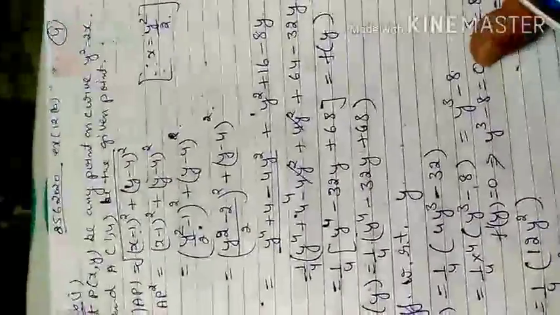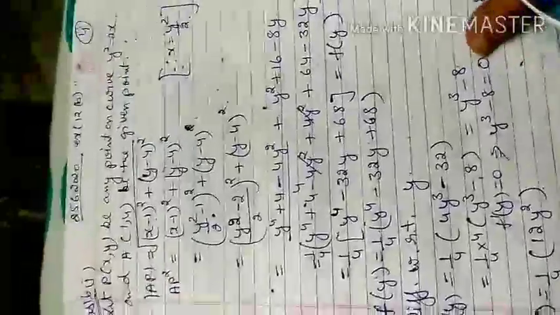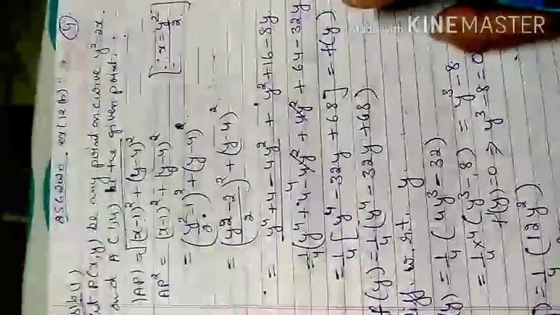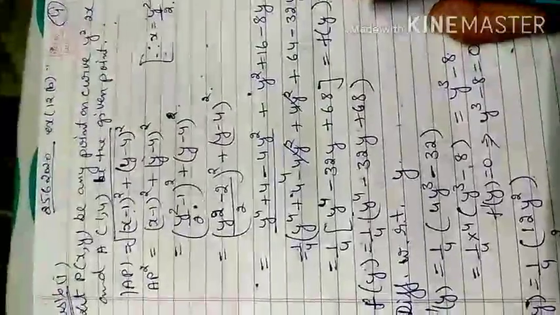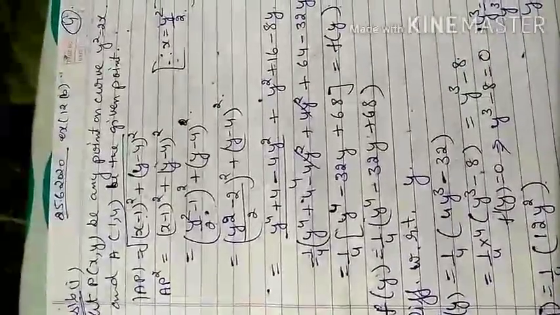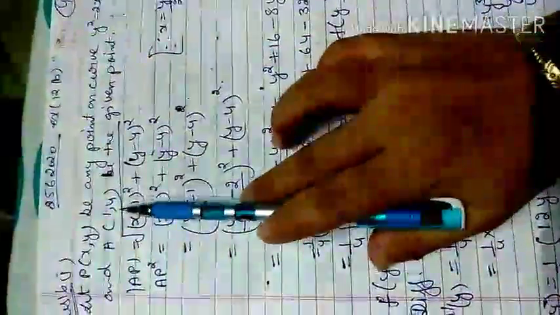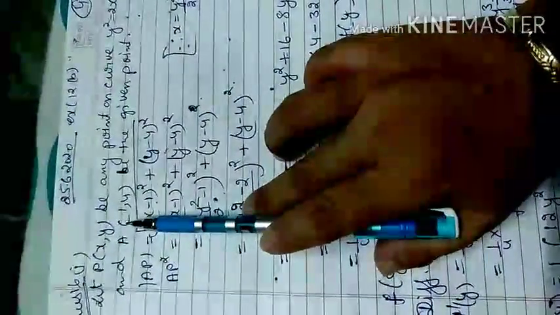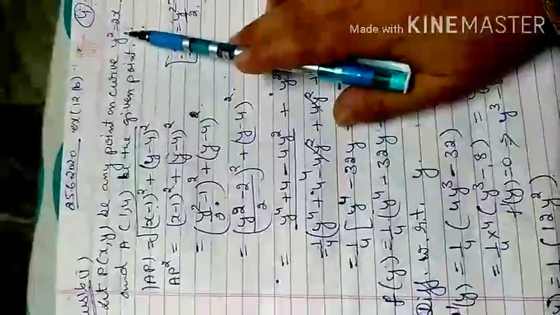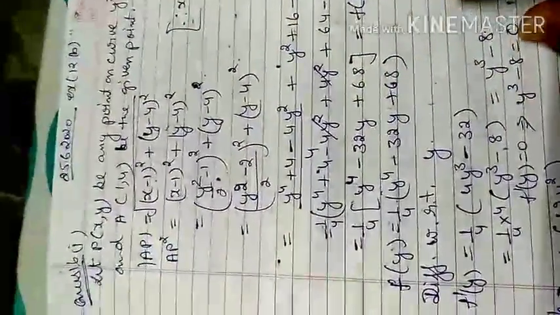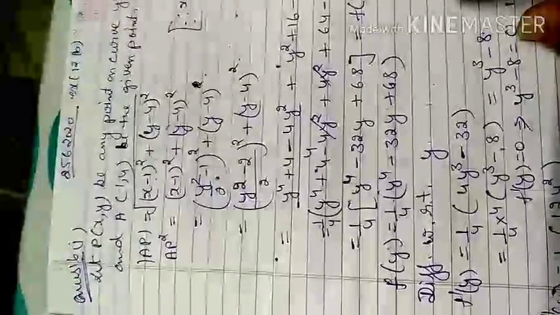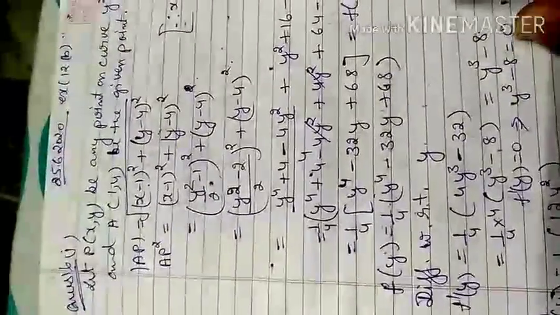Now is your 16th question. You have to find the point on the parabola. The curve given is y square is equal to 2x. A parabola curve is given to you, and you have to find the point closest to the point (1, 4). So from this point to any point on the curve, you have to find the points on the curve which give you the shortest distance.